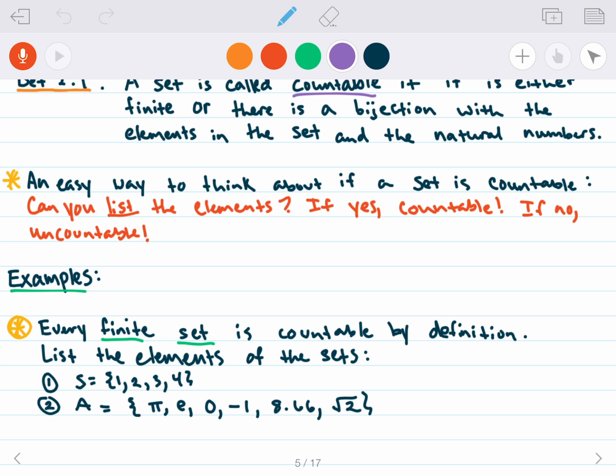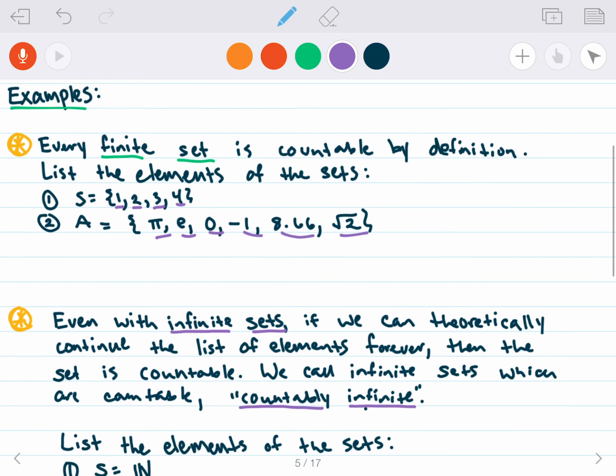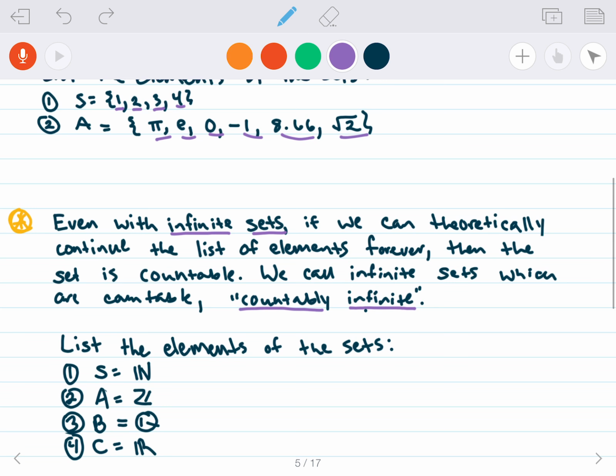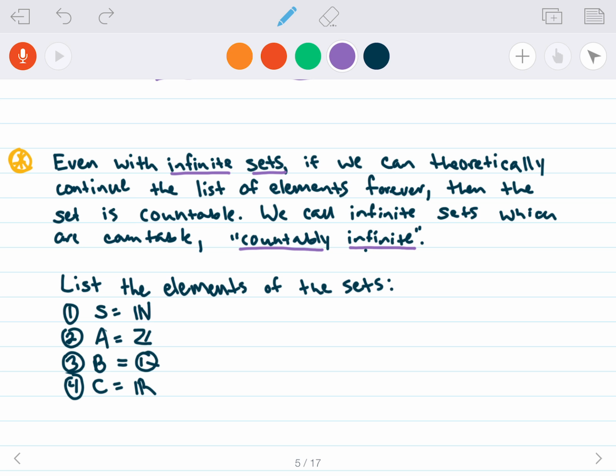So of course, every finite set is countable by definition. We can literally list each element in this set S, 1, 2, 3, and 4. And same thing with this finite set A. We can list all of these elements, no problem. Even with infinite sets, if you can theoretically list the elements forever, then the set's countable. We call infinite sets that are countable countably infinite.